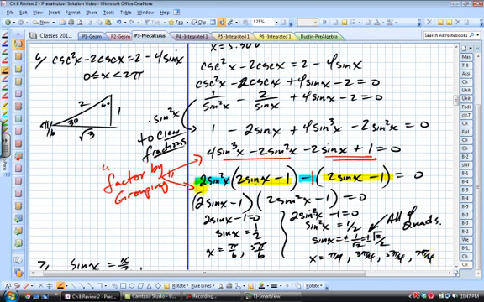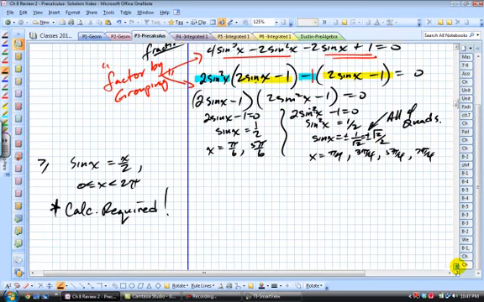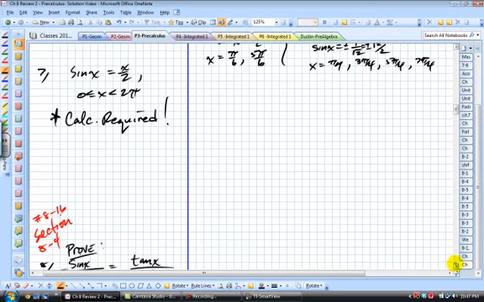This is a cool problem because it takes factor by grouping. It takes zero product rule. You name it, it takes it. Alright? What an awesome problem. If you can do that, man, you're good. Alright, now we got sine x equals x divided by 2.